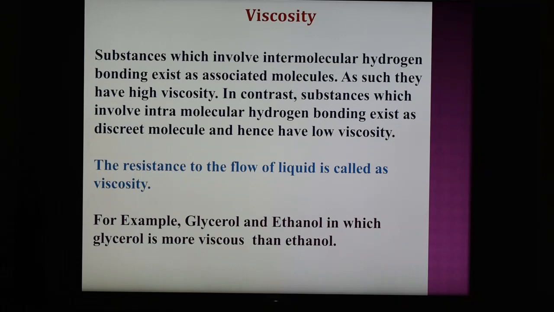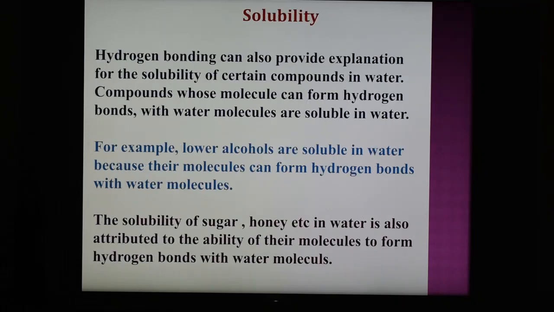So this is the second property, and the next, third one is solubility. As we know, solubility is also affected by the presence of hydrogen bonding. Hydrogen bonding can also provide an explanation for the solubility of certain compounds in water. Compounds whose molecules can form hydrogen bonds with water molecules are soluble in water. For example, lower alcohols are soluble in water because their molecules can form hydrogen bonds with water molecules.